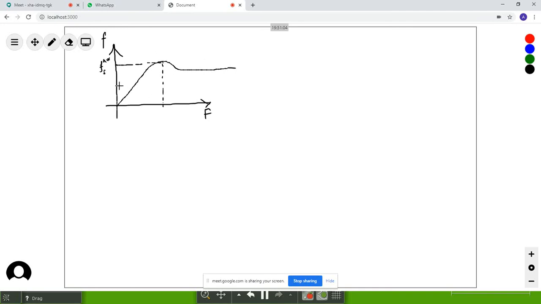And from here, you can see, this is the static friction. This one is kinetic friction. Okay? This is the maximum value of limiting friction. Clear? Yes, sir.